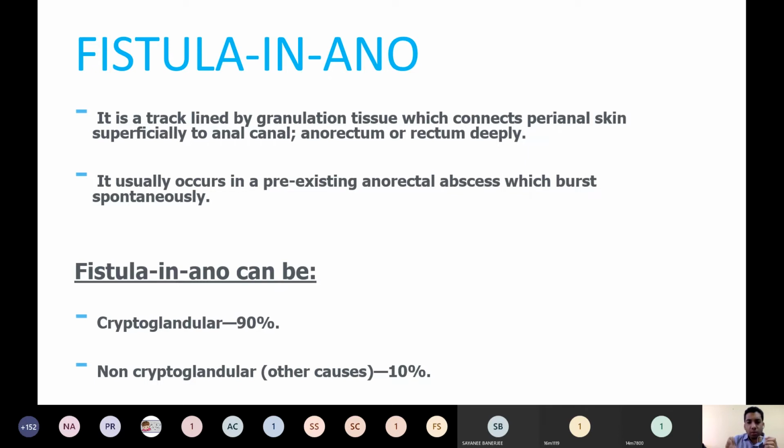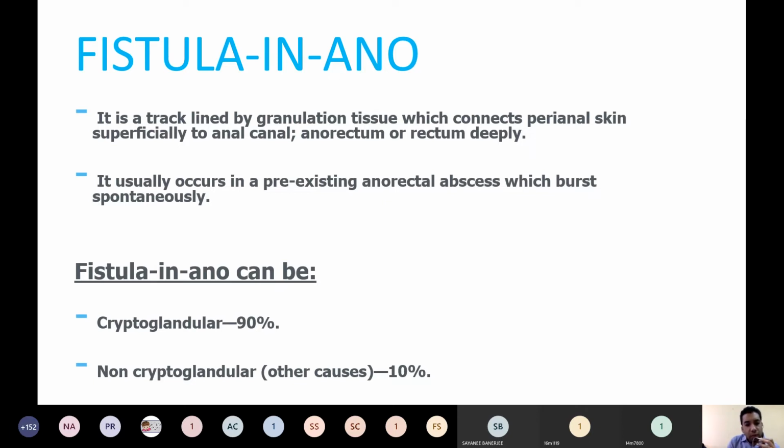So fistula in ano is also a type of fistula because it is connecting the anal canal to the external skin. Okay, so it is a tract lined by granulation tissue which connects perianal skin superficially to the anal canal or anorectum or rectum, any of these three. Okay, it usually occurs in a pre-existing anorectal abscess which bursts spontaneously. Okay, hence we are dealing with both together.